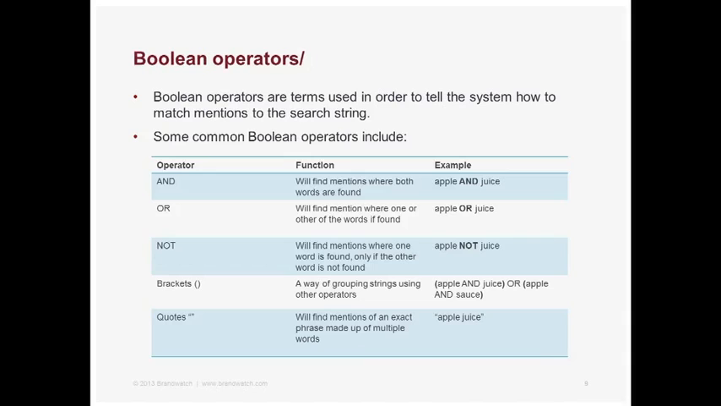So what are Boolean operators? If you've ever done a complex Google search, you might know some of them, such as and, or, but they're basically terms that are used to tell the system how to match the keywords. So some common ones here, I won't go through them all in detail, but you might be aware of some of these: and, or, not, the use of brackets, and also the use of quotes for phrases.